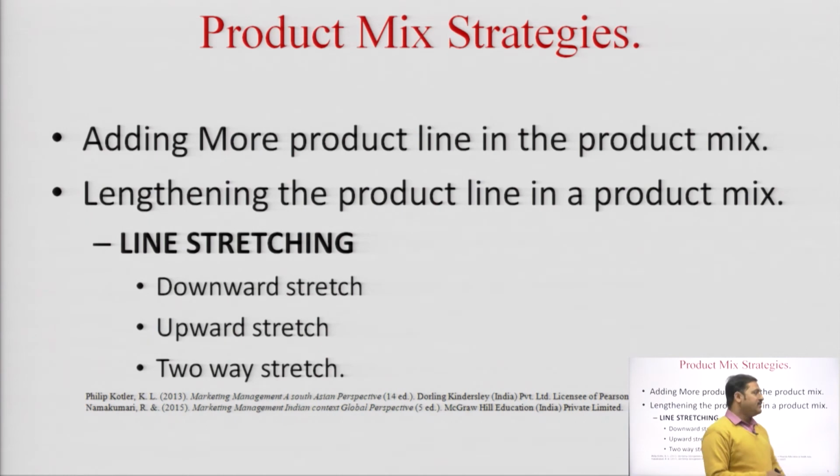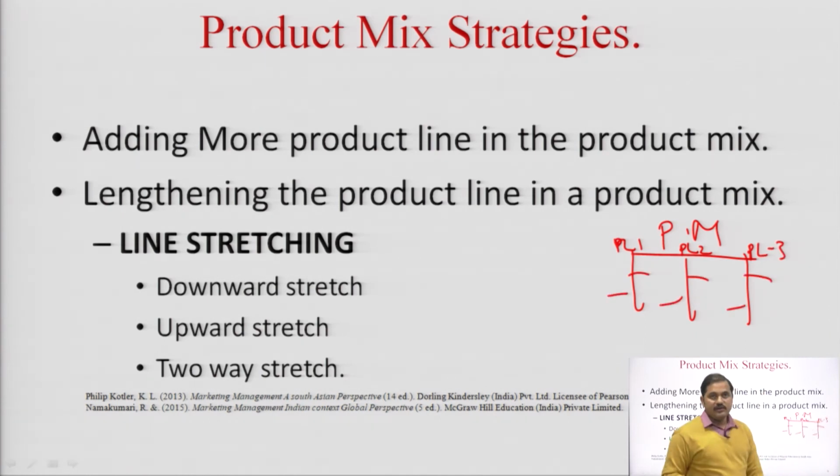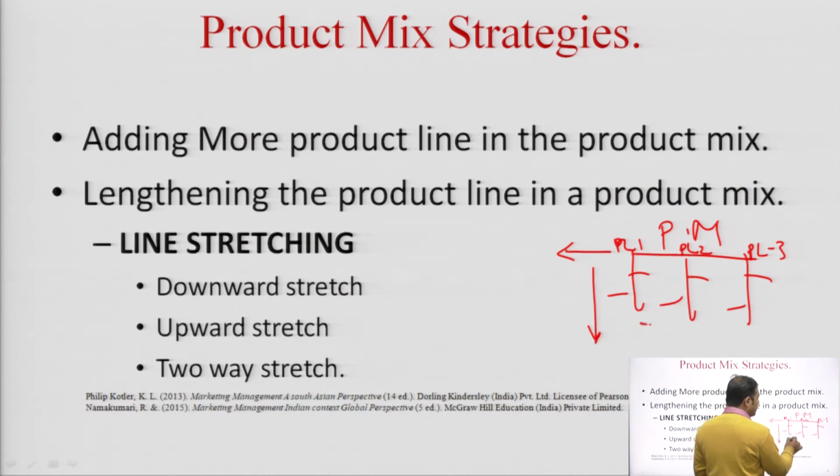The first strategy is like, I'll just draw a diagram over here. Suppose this is my product mix, with product line 1, product line 2, and product line 3. These are the individual items that I have over here. So what are the ways by which I can improve my product mix? Either I can increase this way, I can increase this way, or I can increase this way.